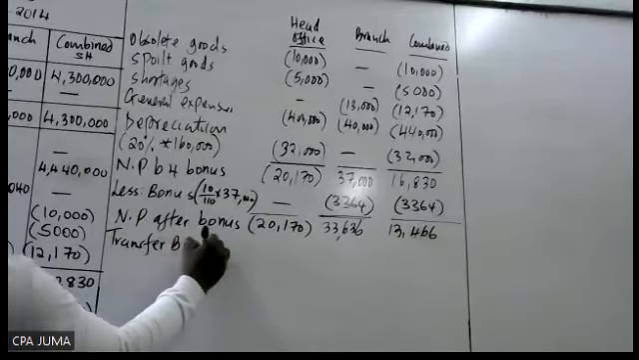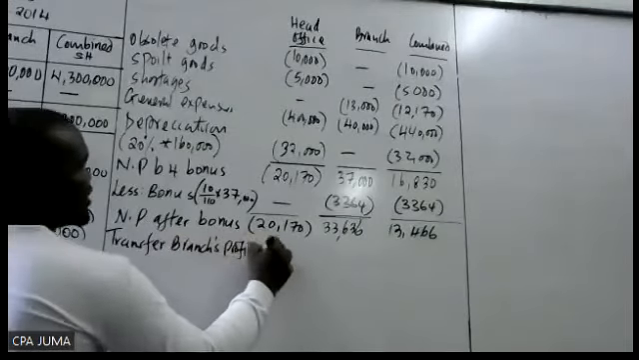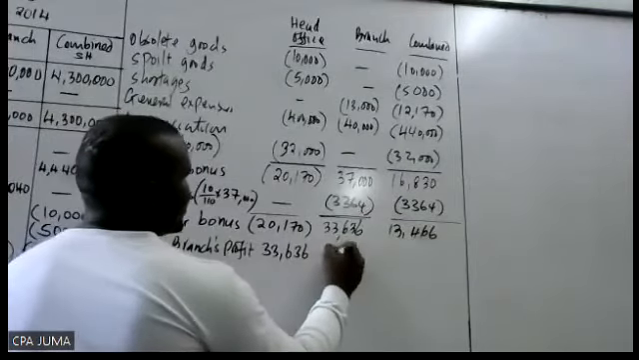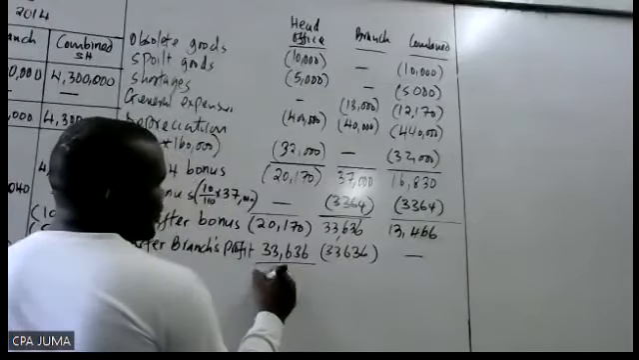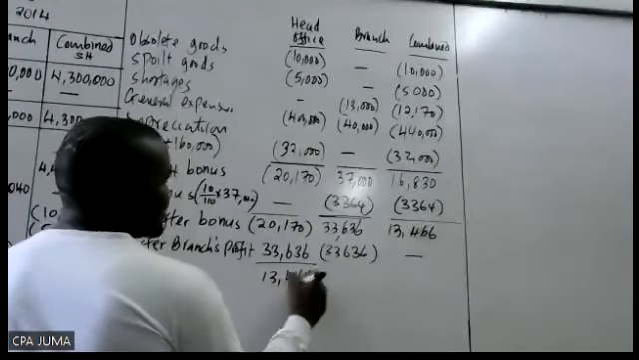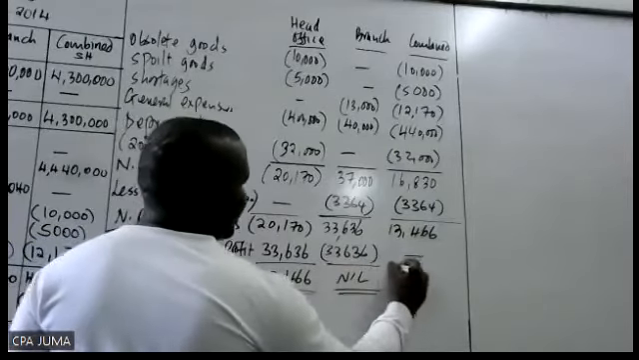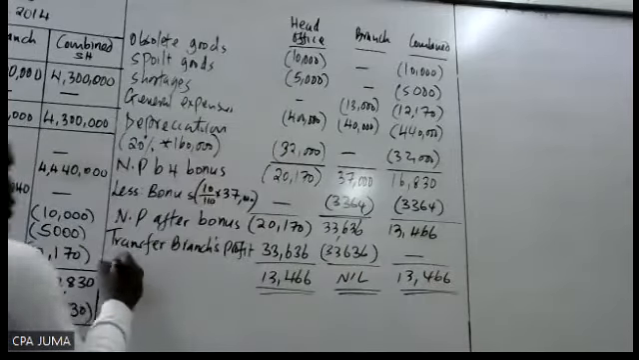So transfer branch profit. So branch profit is 33,636. You eliminate it from there. So you have said this is 13,466. This is nil. This one is 13,466. So that is the net profit.